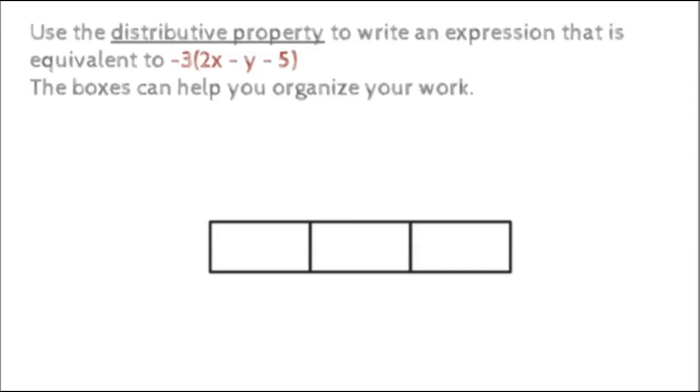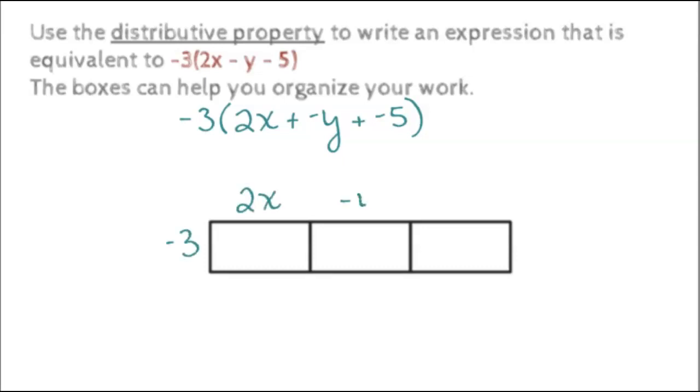And these boxes are used to help you organize your work. This may help you if you think of this as negative 3 times the quantity 2x plus negative y plus negative 5. Then you see that you're multiplying a negative 3 by this 2x. We can think of this box as a negative y, and then this last one as a negative 5. And when we multiply, we have the negative 3 times the 2x. In this first box, we have negative 6x.